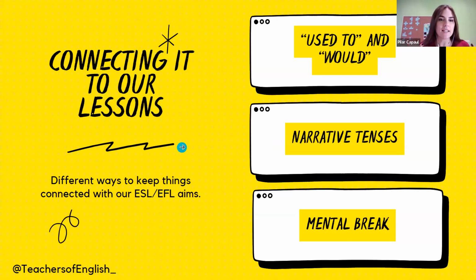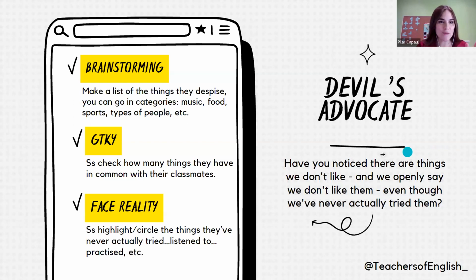And again, let's connect it a little bit to our lessons and the things we are expected to do as teachers. We can work on "used to" and "would," because our students are going to be thinking about the things they used to do when they were kids. We can use narrative tenses. And again, we can take a mental break, but not a 10-minute mental break. A mental break from responsibilities and "I have to do this and I have to be there." It's just, hey, what was something that I really enjoyed when I was a kid? So again, it was a very nice activity and I really wanted to share it here.